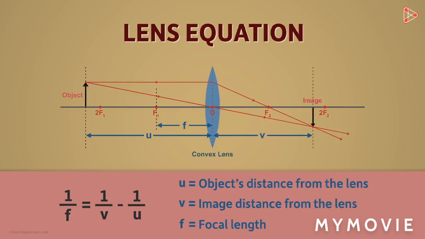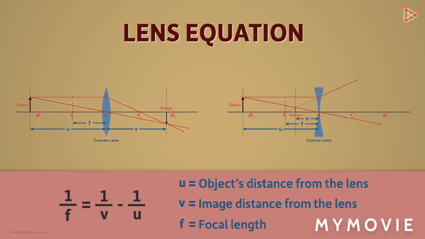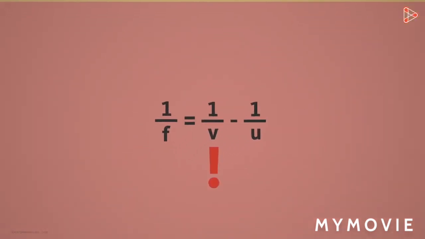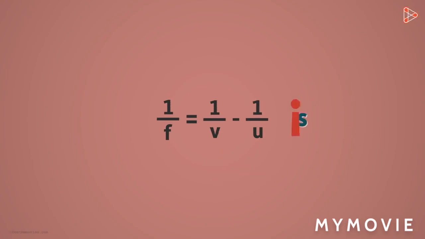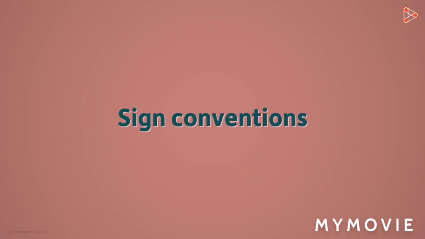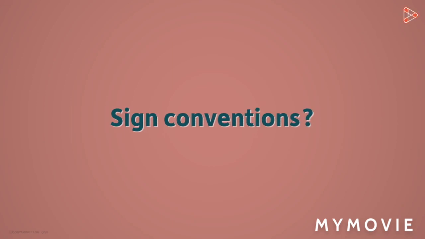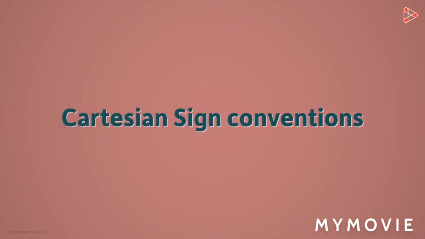This lens equation is valid for all spherical lenses as well as for any position of the object. However, we can't use this equation directly. There are some sign conventions that we must follow before using it. And what are those conventions? We follow the Cartesian sign conventions.